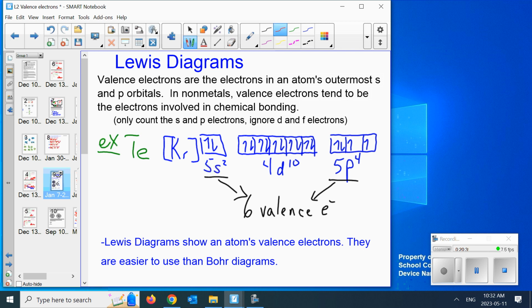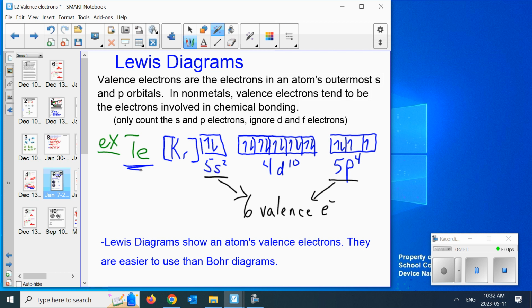So I don't ask you for Lewis diagrams and valence electrons for those. Valence electrons are basically for the right-hand side, the non-metals. We only count the S's and P's, because for the kind of bonding that the non-metals do, that's all we really use. We ignore the D's and F's for Lewis diagrams and valence electrons. So I've got an example here, and then we'll come back to this.